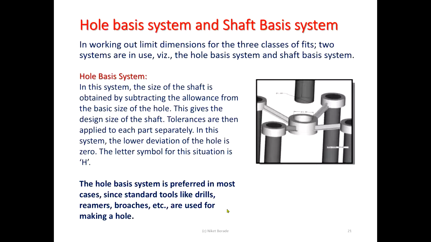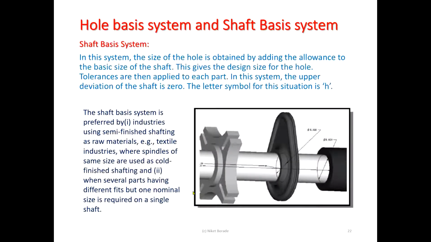Small diameter holes are only drilled, any small holes only by drill. You cannot do internal turning because there is no space for the tool to go inside, and especially when you are working with metal, at least some strength and size is necessary for the tool. So that's why the hole basis system table is more used. There is a table available for the hole basis system, which will give you the required type of fit, as we have seen in that table. Also there will be a table for the shaft basis system.